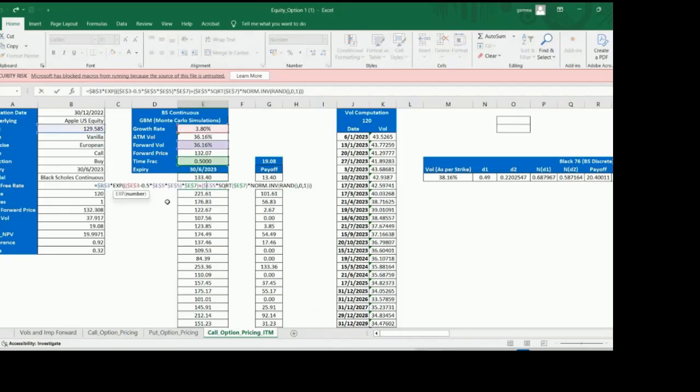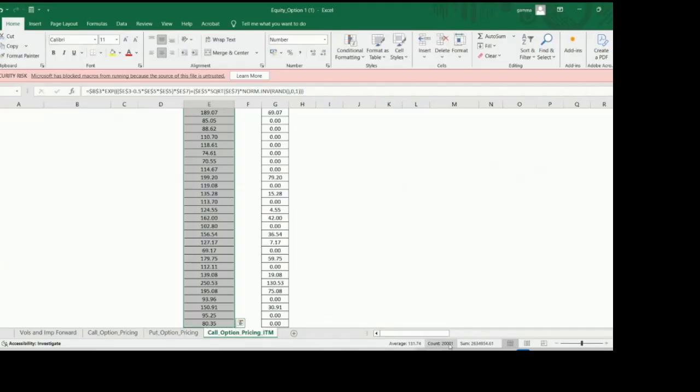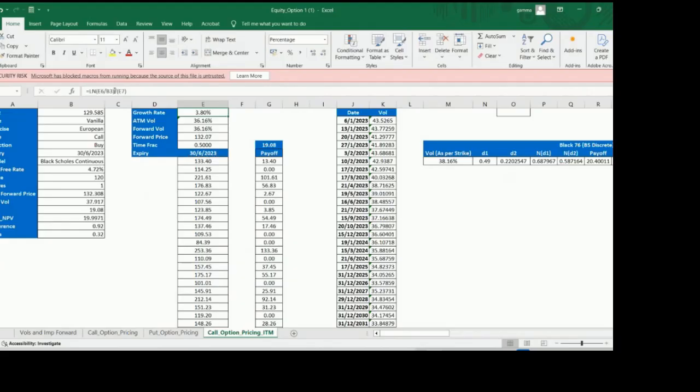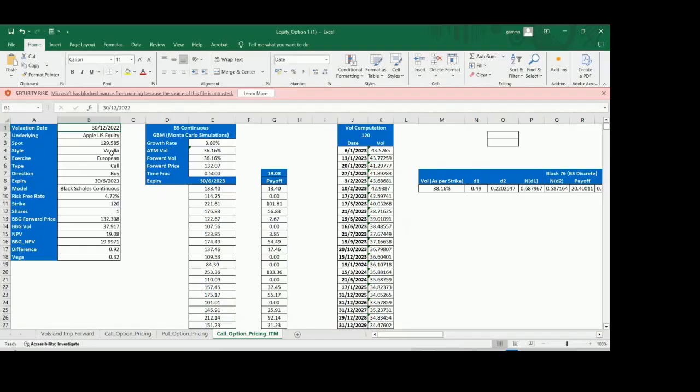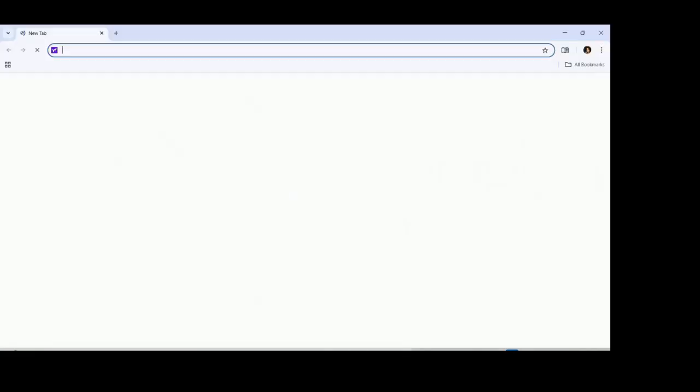Similarly, this is another stock price generation using a different random number for the same date. So once we do the simulation, you see we have simulated close to 20,000 stock prices as of 30th June 23, standing on 30/12/2022.